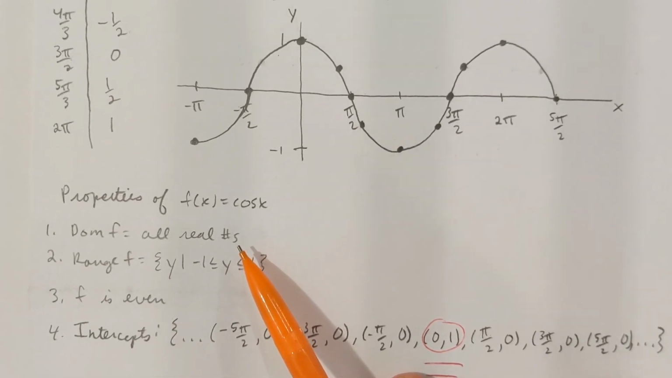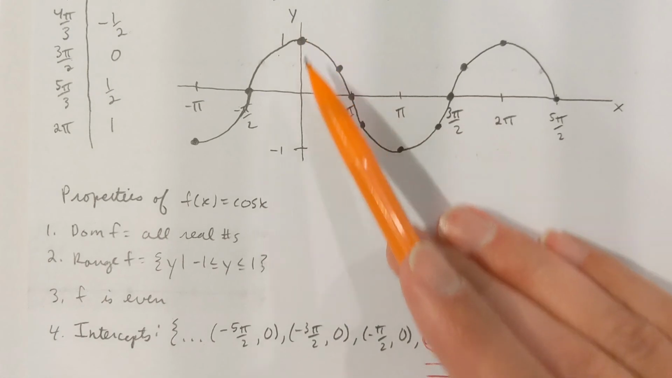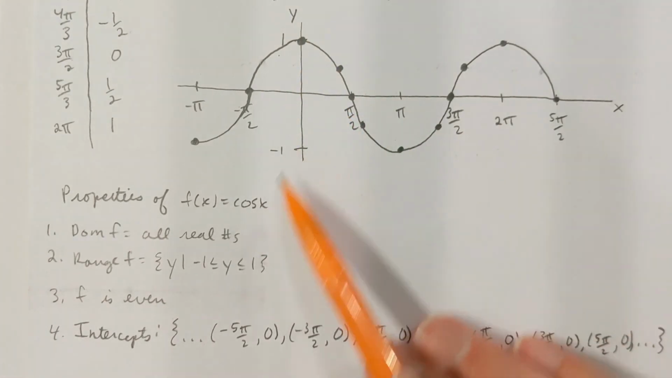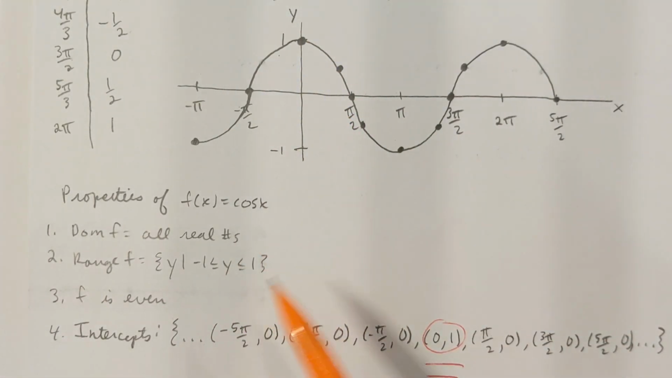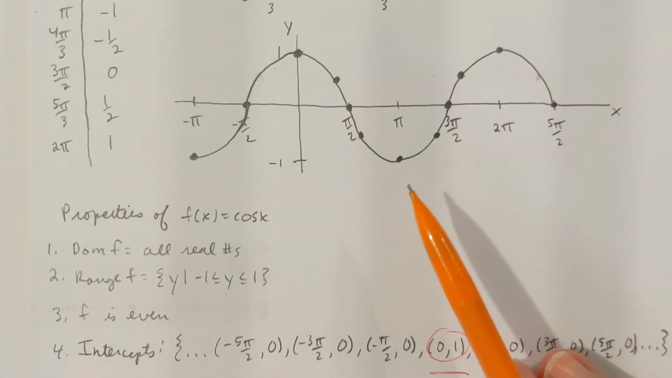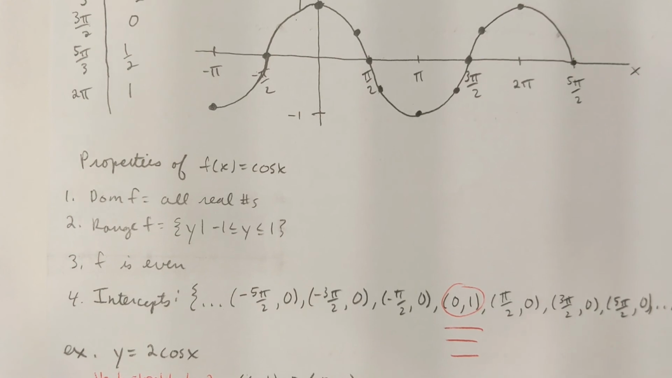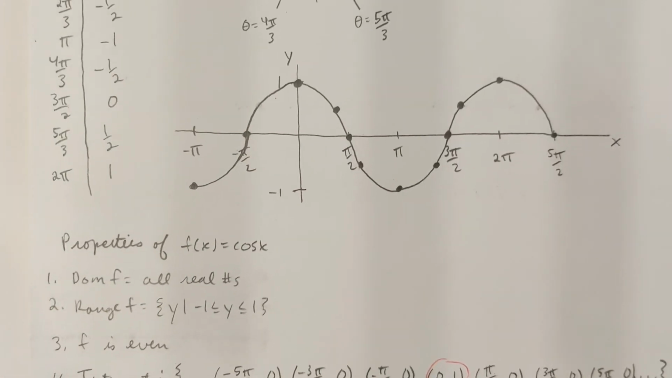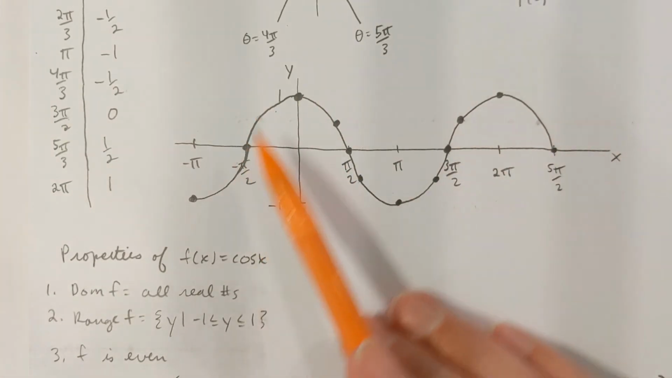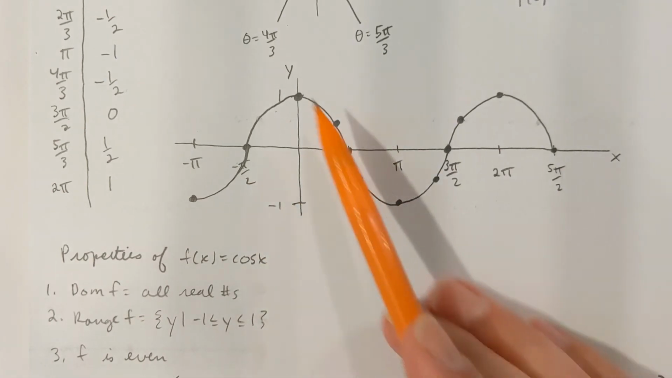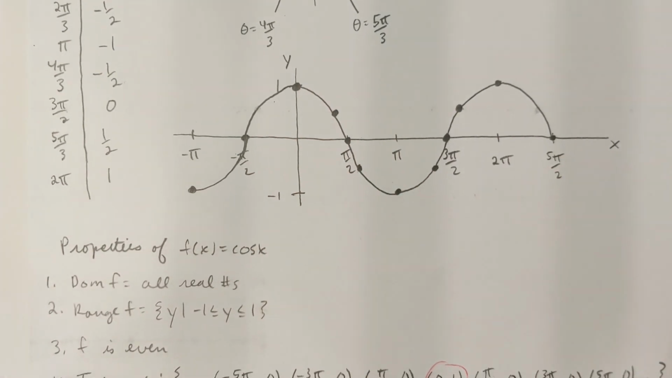The range of the cosine curve is ranging from -1 to 1, including the endpoints, just like with the sine curve. The cosine function is an even function. We saw that in the last section. An even function is symmetric to the y-axis. I guess I could have used that here. I see that this curve is symmetric to the y-axis.